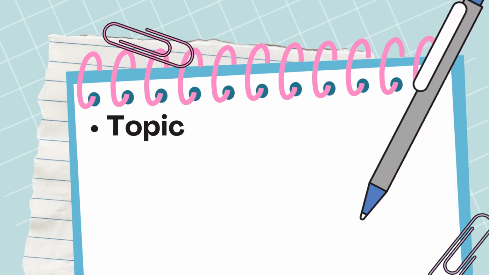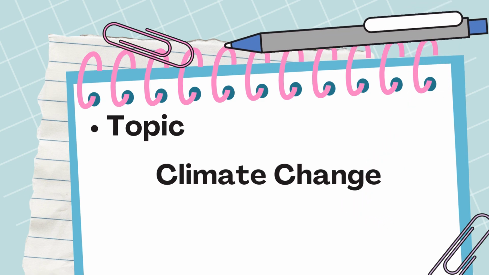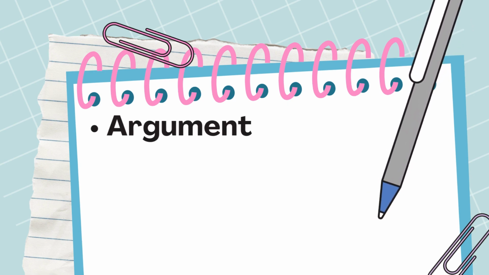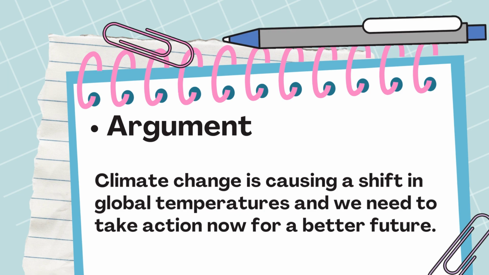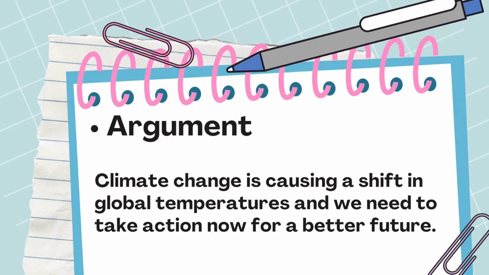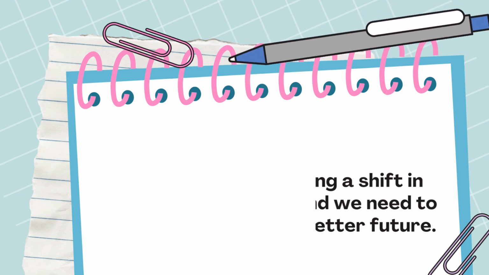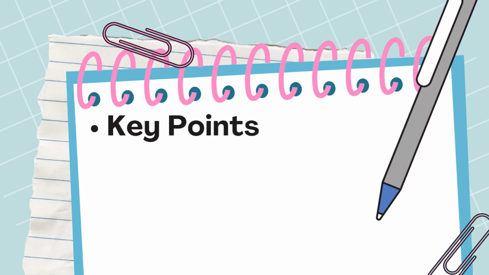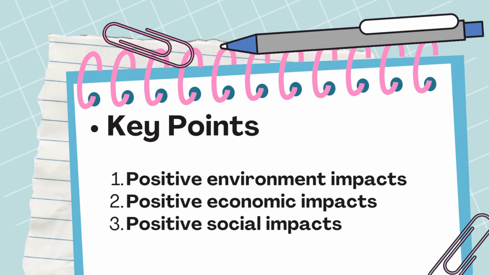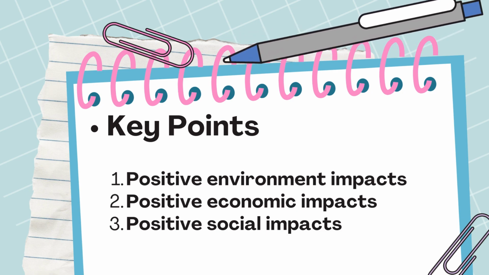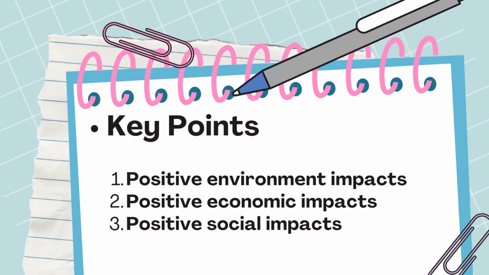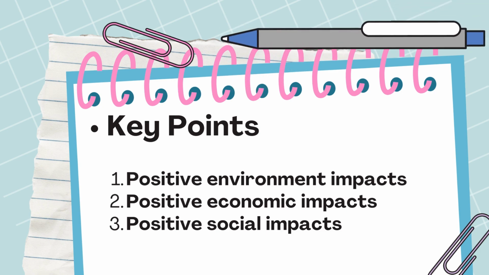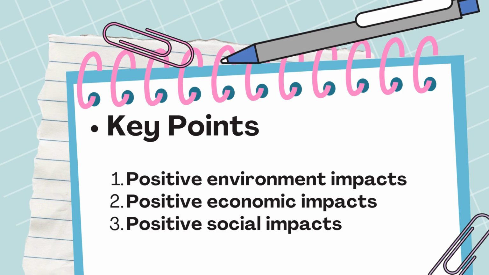First, what was the topic of the thesis statement? Climate change. Next, what was the main argument? Climate change is causing a shift in global temperatures and we need to take action now for a better future. And finally, what are my key points? 1. Positive impacts on the environment. 2. Positive economic impacts. And 3. Positive social impacts.